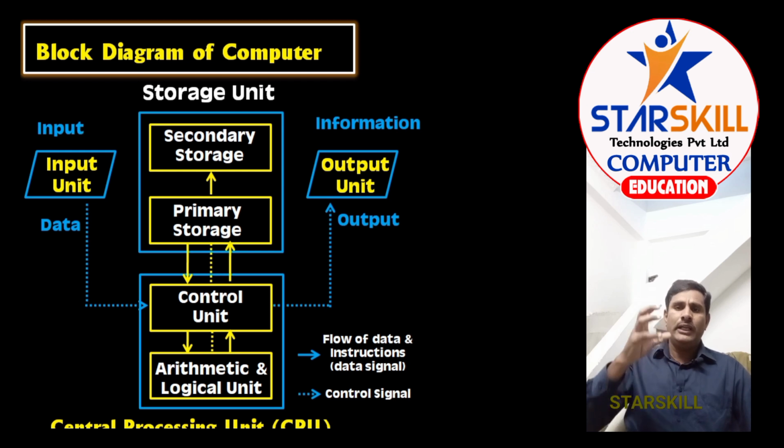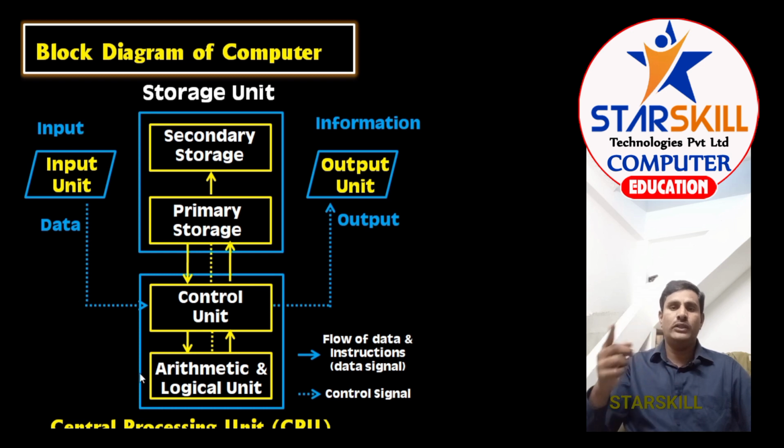Whatever information or data you give to the computer will be received by the control unit initially. The control unit is going to analyze the given information and take the decision. If it is related to calculations, then definitely it sends it to the ALU. ALU means arithmetic and logical unit.